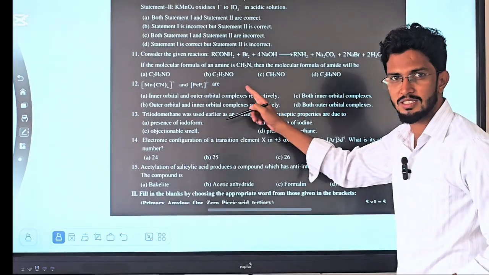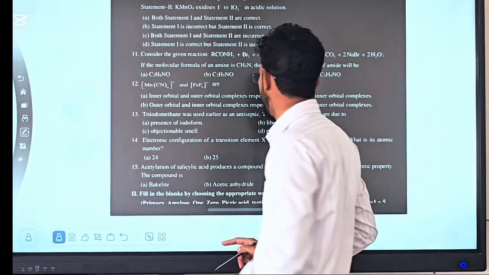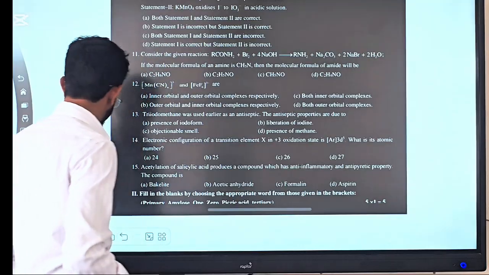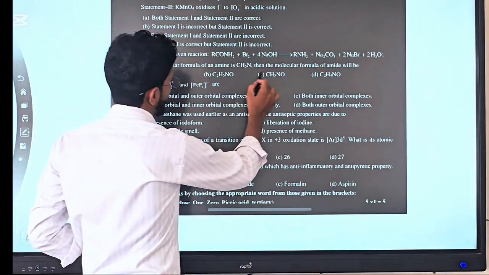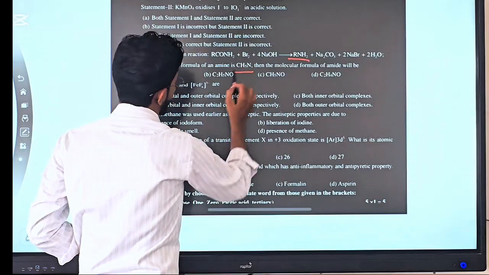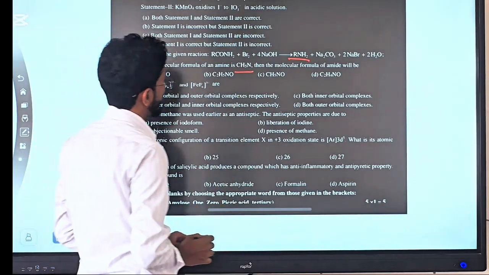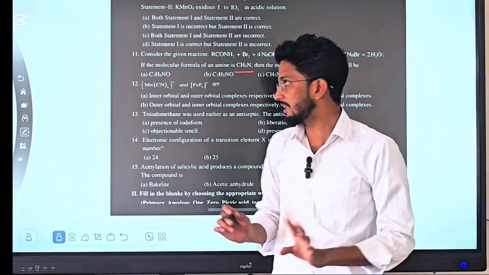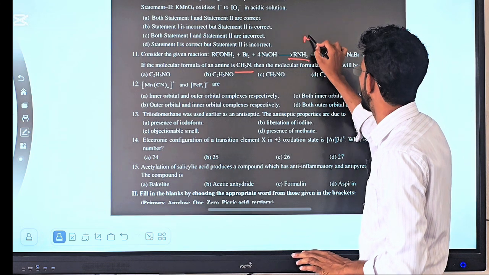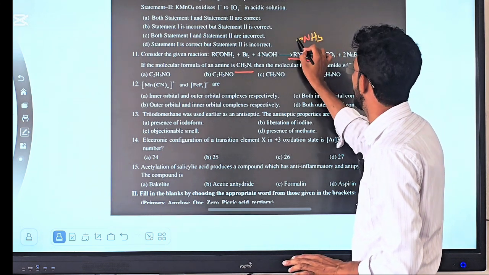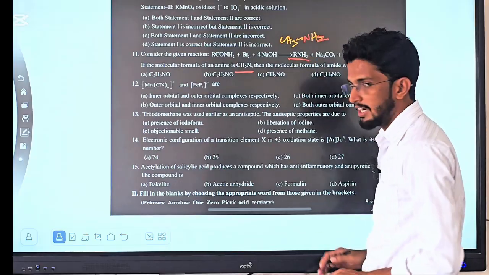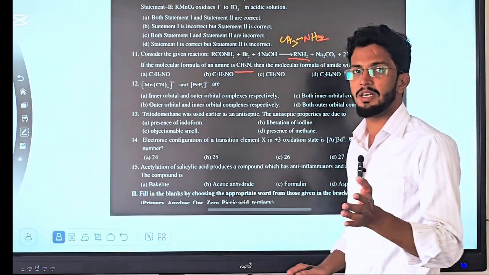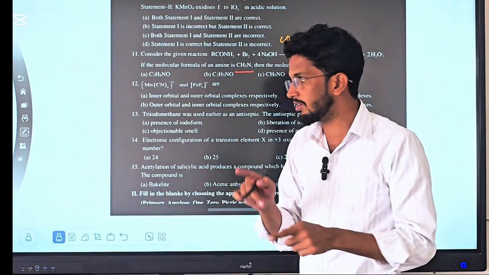As we know, this reaction is the Hofmann bromamide reaction. In the Hofmann bromamide reaction, what happens? Here it is given that the product formed, RNH2, is CH5N. That means this is NH2, and here CH3. This is your product. And we know in the Hofmann bromamide reaction, there is a leaving of the CO group.